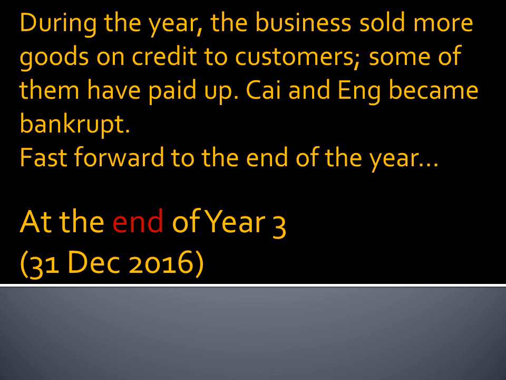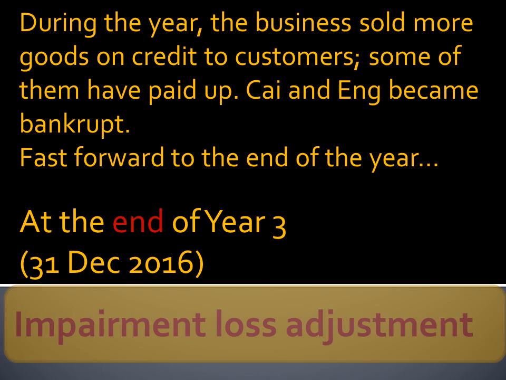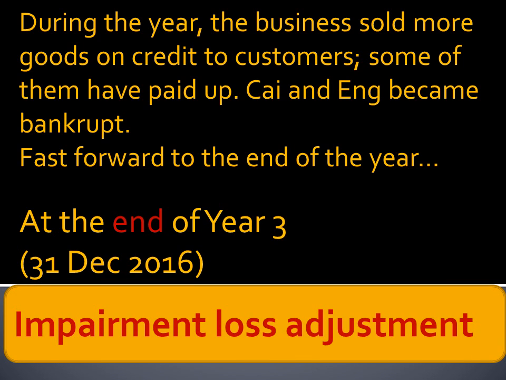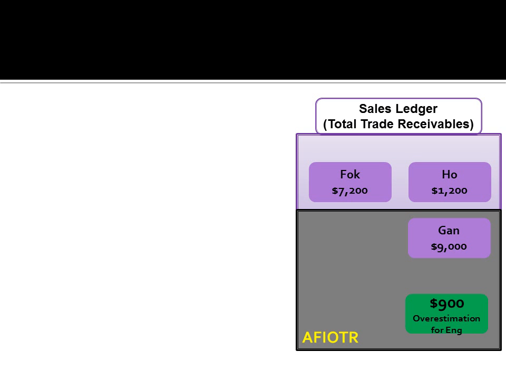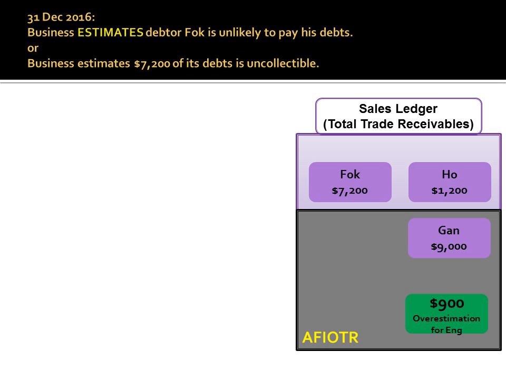And at the end of the year again, the business will need to do the impairment loss adjustment. Impairment loss adjustment is done once every year at the end of the year. Let's look at the scenario of what is the total of customer owings account at the end of the year before the fresh estimate of who are the new blacklisted customers. We can see that previously the business has estimated Gun to be unable to pay the debts. At the same time, Ing was written off.